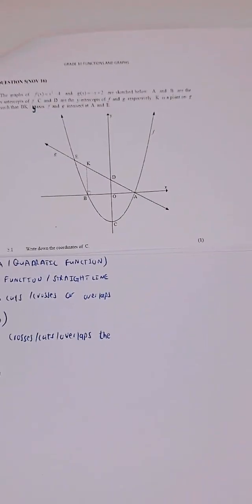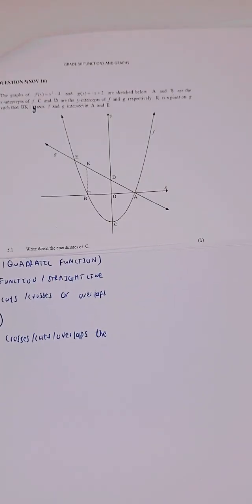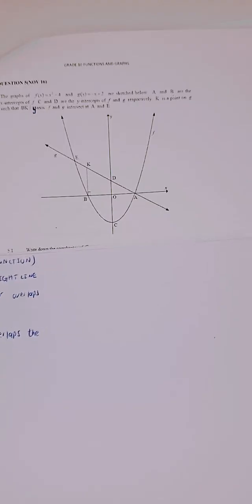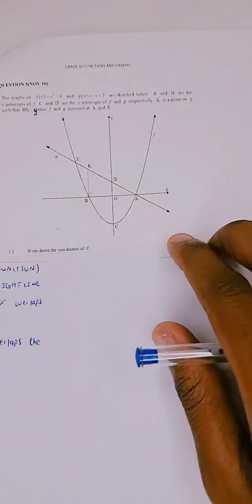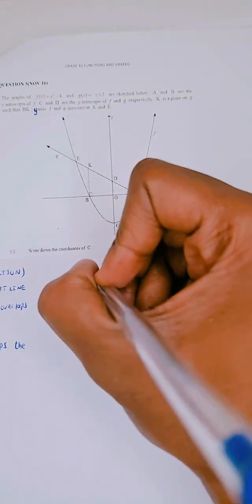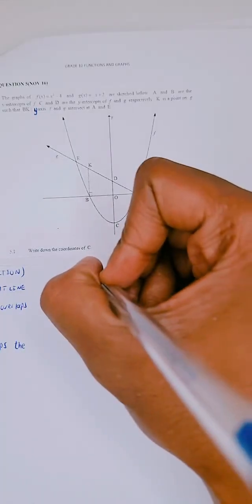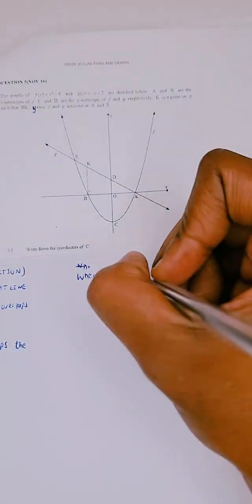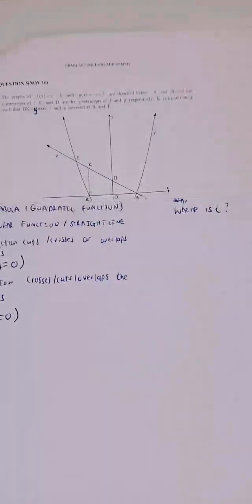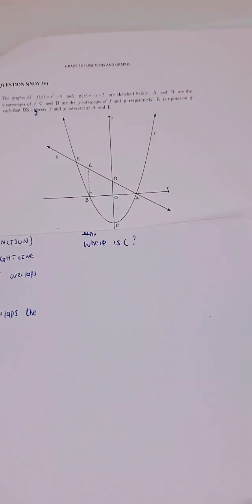Now, with that said, the very first question that is asked here is, write down the coordinates of C. Okay. So for us to answer this question, guys, the first thing we need to find out is where is C? Okay, where is C? So we go to our function, we try and locate where C is.